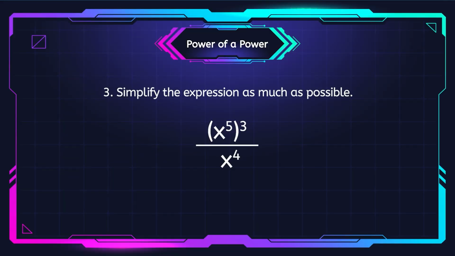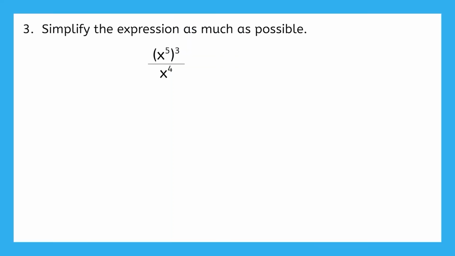Last task, again, simplify as much as possible. We have x to the 5th raised to the power of 3 divided by x to the 4th. What do you notice about the bases in this one? Both components in the numerator and denominator have the same base.